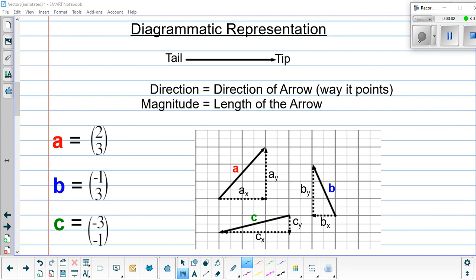Hi, it's Mr. Canada, and we're back with working on vectors, and we're looking at diagrammatic representations. All this stuff is going to help us when we actually start solving and talking about vectors in more detail.